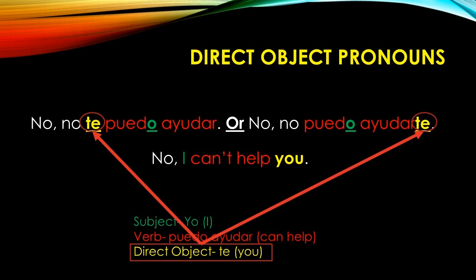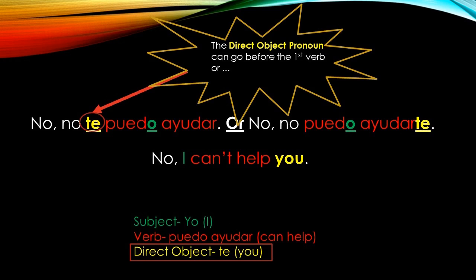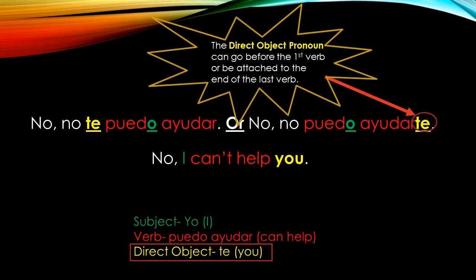Okay, now when you have two verbs in a sentence, you can always put the direct object pronoun before the first verb, like before, or you can choose to attach it to the end of the second verb if it is in the non-conjugated form.